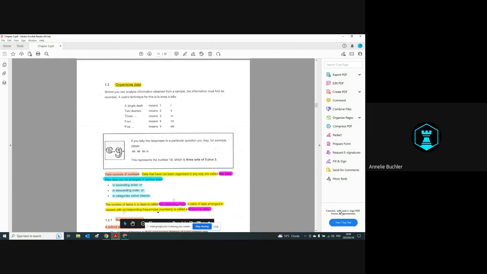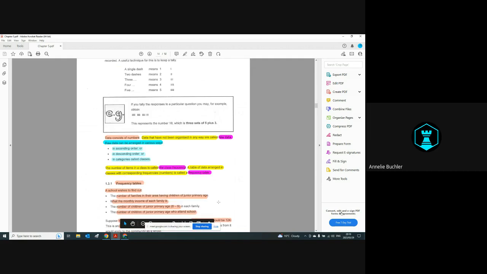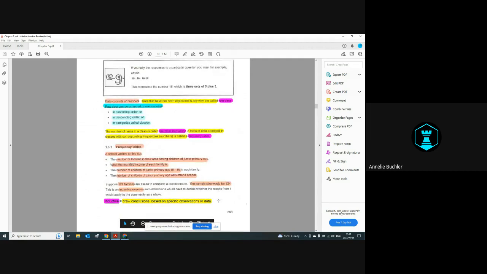Class frequency is the number of items in the class. A frequency table is a table of data arranged in classes with corresponding frequencies or numbers. Frequency tables, okay.